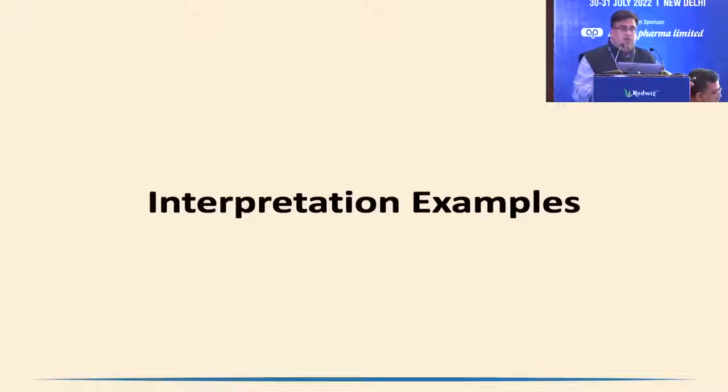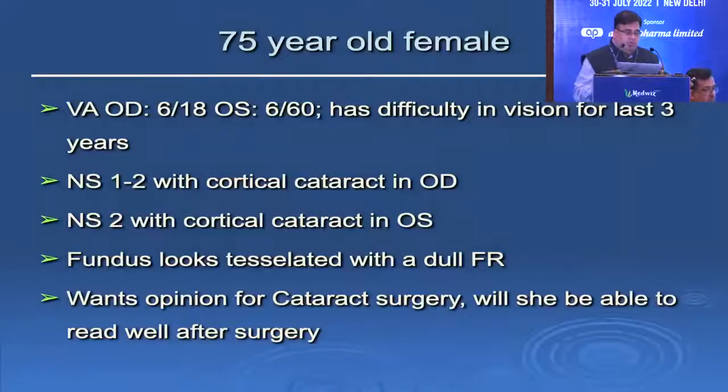I'll go through my talk with a few examples and photographs to show how OCT can help you in your practice, and what OCT interpretation goes through. Just to begin with, a 75-year-old female had difficulty of vision, 6/60, with some cortical cataract. Fundus was quite tessellated. She wants an opinion for cataract surgery. Will she be able to do well?